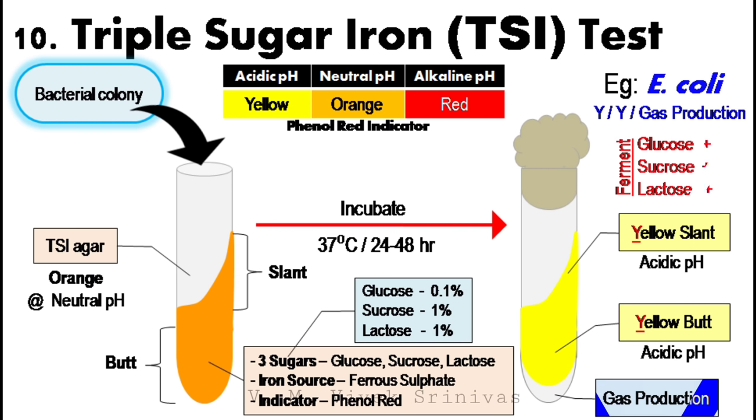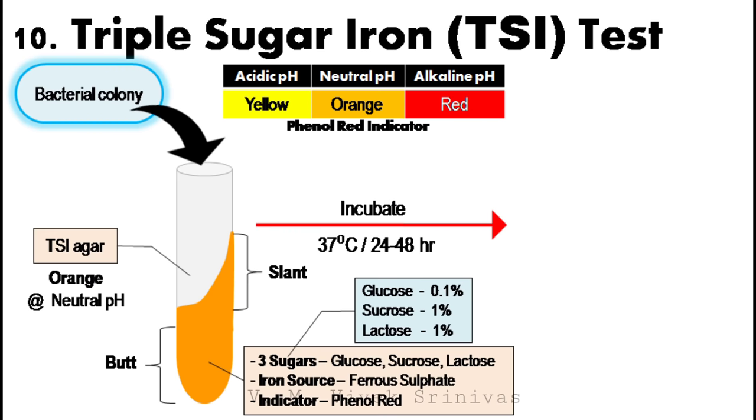Since E. coli ferments all three sugars present in the media, a large amount of acid is produced, which turns the phenol red indicator to yellow, both at the butt portion and at the slant portion. This type of reaction is observed in E. coli.